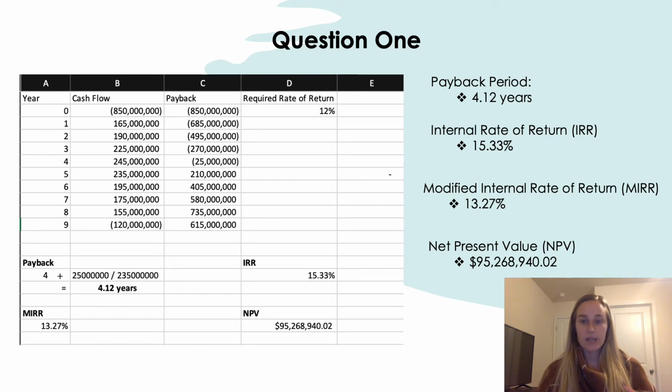So to calculate MIRR, you need your future cash flows, you need your reinvestment rate, and you need your required rate of return. So I got 13.27%.